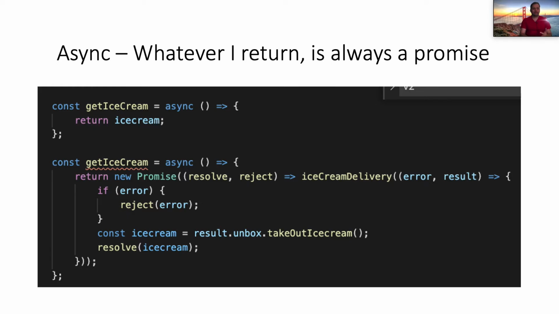So if you're returning a new promise, here you are using the old syntax of resolve reject, and maybe you're waiting on this other function called ice cream delivery. You're waiting for ice cream to be delivered. If there's an error, you're going to reject that promise. If there is a result, you're going to unbox the ice cream from the box that's delivered to you and take out the ice cream and then resolve with that ice cream. So either way, both of these ways will resolve with the ice cream. But you see the second one quickly looks messy because we are returning a new promise instead of using our new async await syntax.